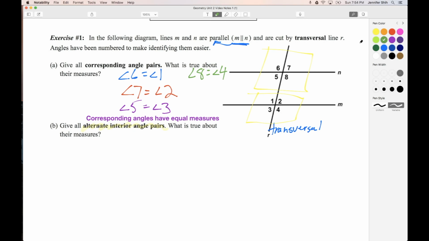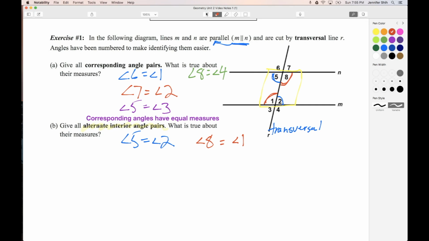Okay. Alternate interior. So we have 5, and I think these yellow boxes are confusing now. So we have 5. We need angles that are on the inside. So already we're just looking at these angles here, the angles on the inside. And we need to alternate the side of the transversal that it's on. So on the other side of 5 is angle 2. So angle 5 is equal to angle 2. And then we also need angle 8 and angle 1. They are on alternate sides of the transversal, and they are on the interior of the parallel lines as well.